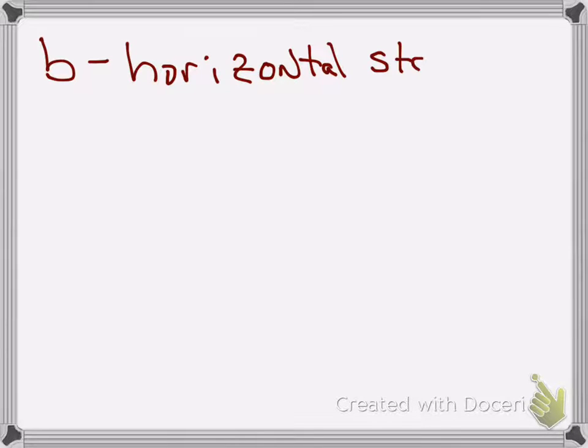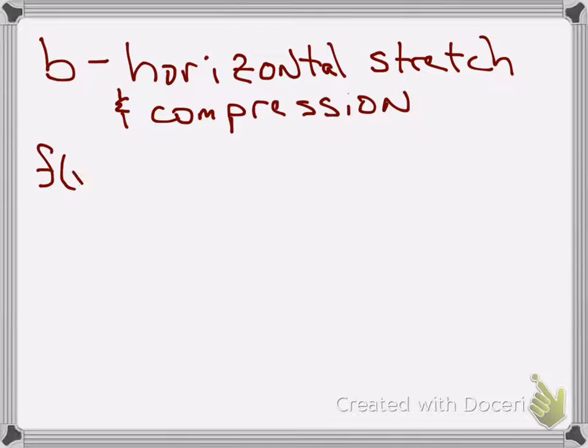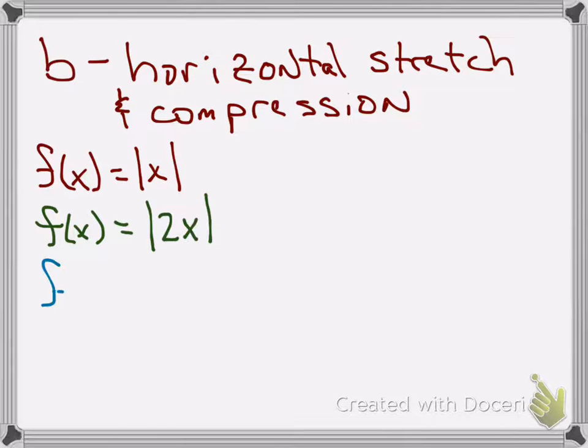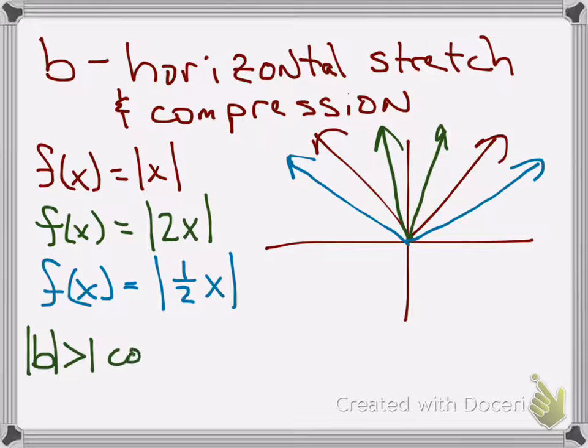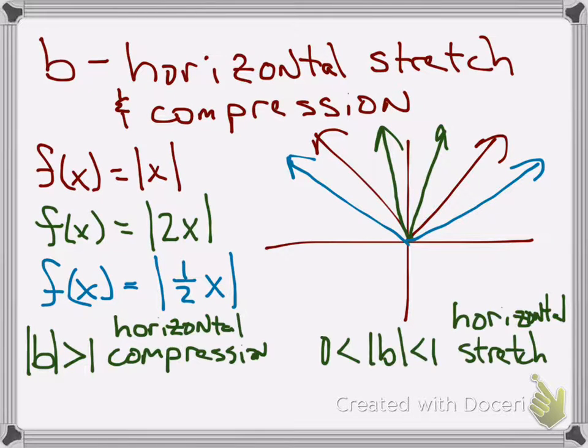Now, what about the B? That's a horizontal stretch or compression. So here we've got f of x equal to 2x, and f of x equal to 1/2 x. They do kind of the same thing, but here's the thing. Notice how, with horizontal, we're focusing on the x-axis.